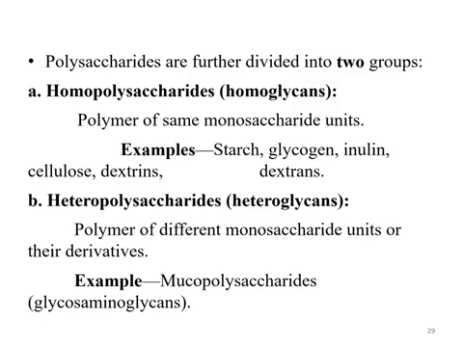All these compounds are formed by the same type of monosaccharides in their structure. Heteropolysaccharides or heteroglycans. These are the polymers of different types of monosaccharide units or their derivatives. For example, mucopolysaccharides or glucosaminoglycans. These are the examples of heteropolysaccharides.